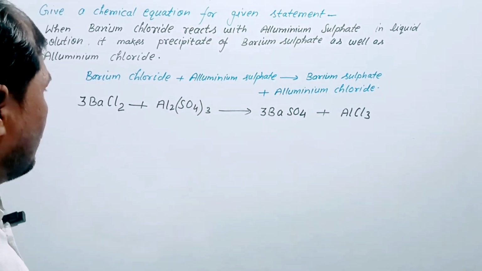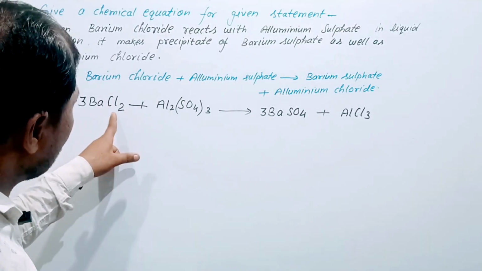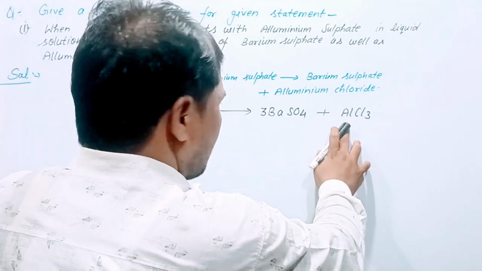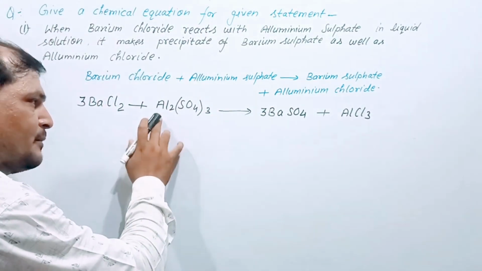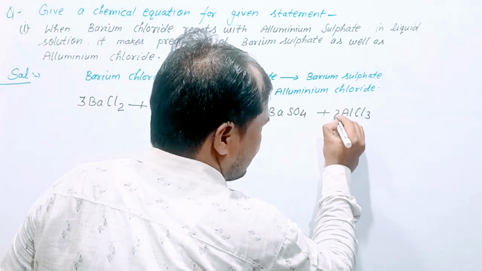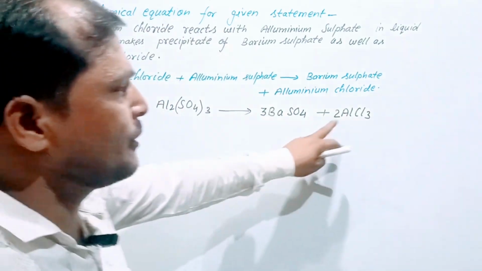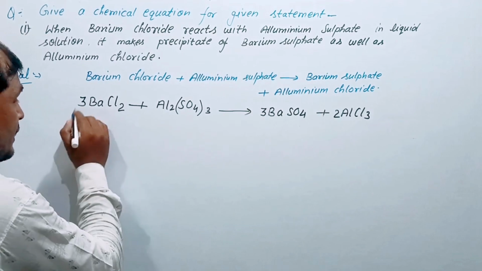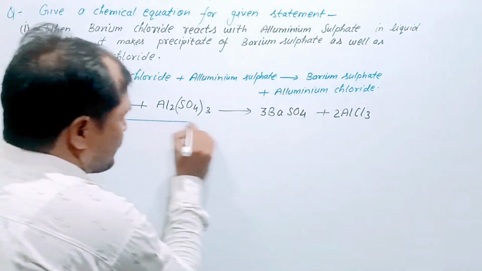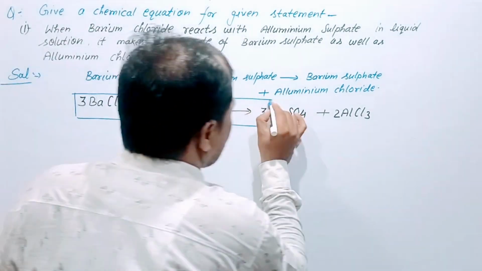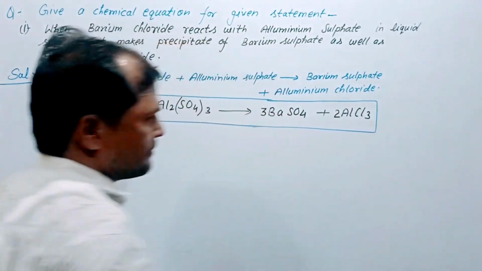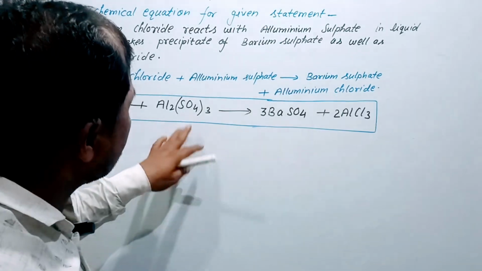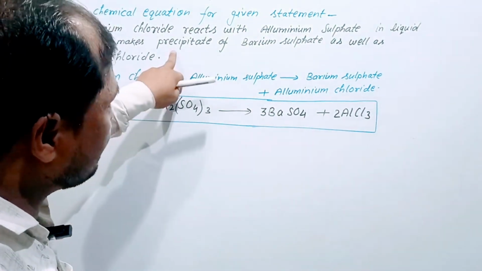But now we need to balance chlorine and aluminum. Here on this side, aluminum is only 1. Here on this side, aluminum is 2. Now multiply by 2. We get 2 aluminum and 6 chlorine. Hence, this chemical equation is the correct answer of the given statement.